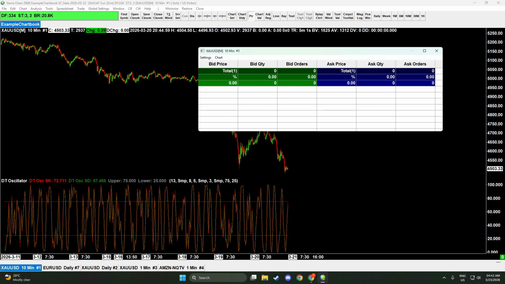That's the essentials. Open the market depth window from File, choose your symbol, and use the live order book to read liquidity and short-term pressure. With practice, Level 2 becomes a powerful lens into the microstructure behind every tick.